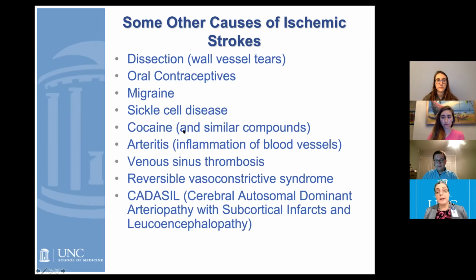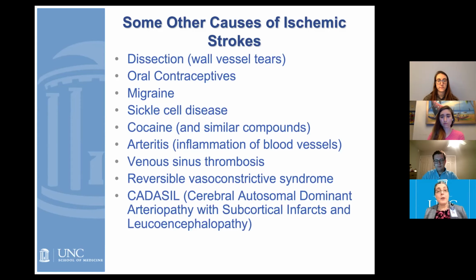Sickle cell disease is a very painful and genetic, again, inherited disorder that is strongly associated with strokes. And it is one of the examples where by making small changes, we've been able to make a huge difference in children with sickle cell disease to reduce their stroke risk. Substances like cocaine and similar compounds are highly associated with stroke. Inflammation of blood vessels like arteritis.